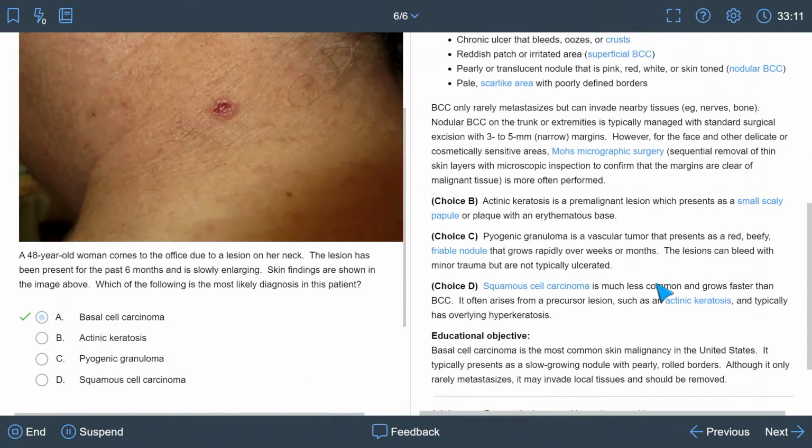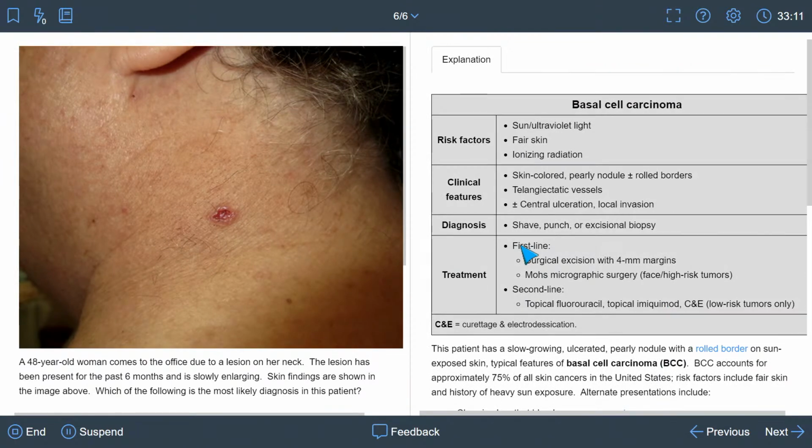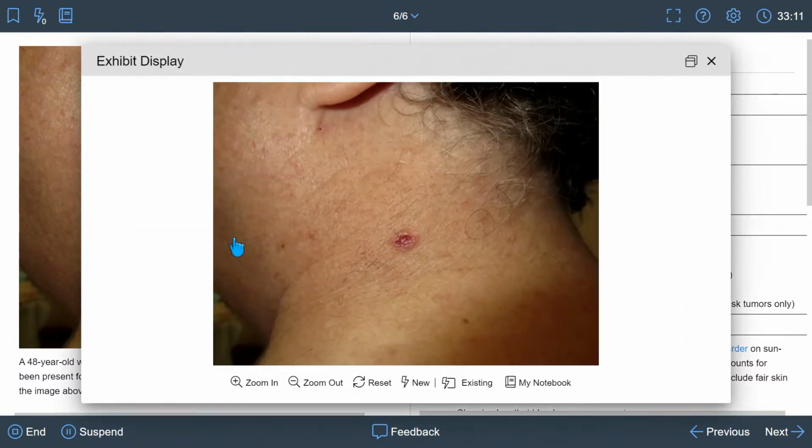Okay. So since we have reached our last question, this will be a good time to go over the study features that we talked about at the beginning of the session. So let's say you're the type of learner that does really well with quick repetition and flashcards. So if you wanted to take this image of this basal cell carcinoma, you would click on it and this would pop up. Now at the bottom, you see you can zoom in, zoom out, reset, or you see this little lightning bolt that has new, existing, or my notebook.